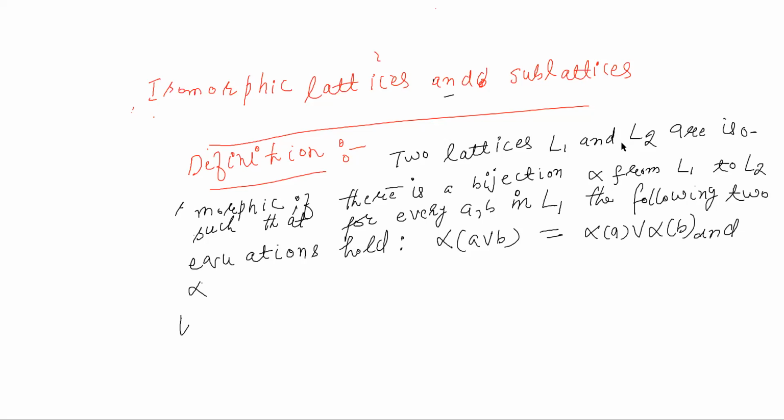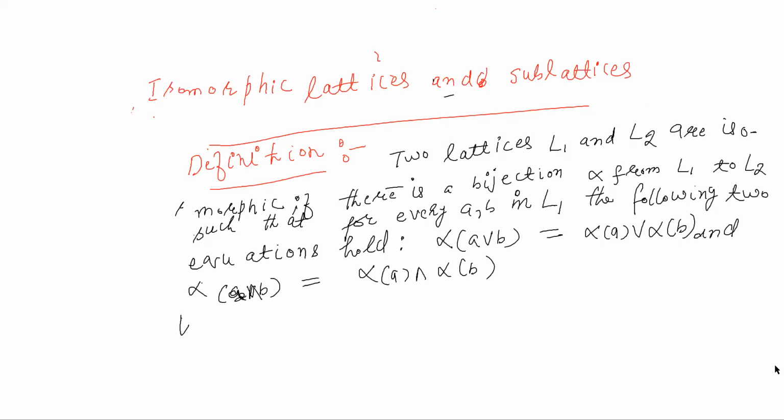And alpha of A meet B should be the same as alpha of A meet alpha of B. So the meaning of isomorphism is actually a bijection map which preserves the lattice operations, that is both meet and join.